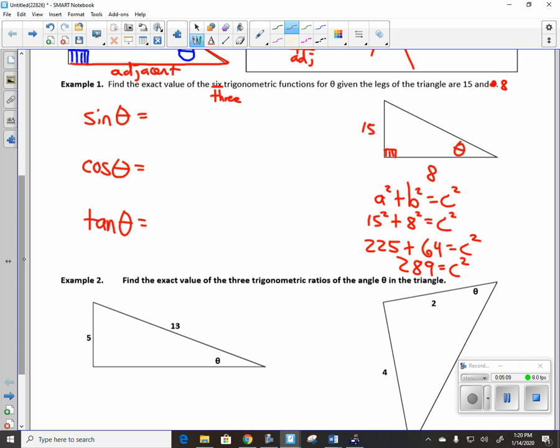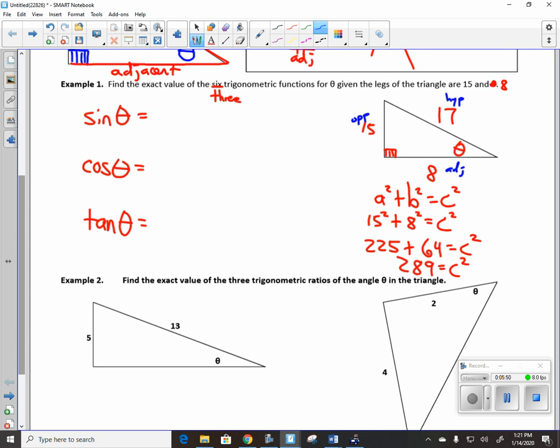What number do you square to get 289? 17. So it turns out that this triangle is 8, 15, 17. Now what I need to do is list opposite, adjacent, and hypotenuse. Which one is 17? Hypotenuse. Which one is 15? It's the opposite. And which one is 8? Adjacent.